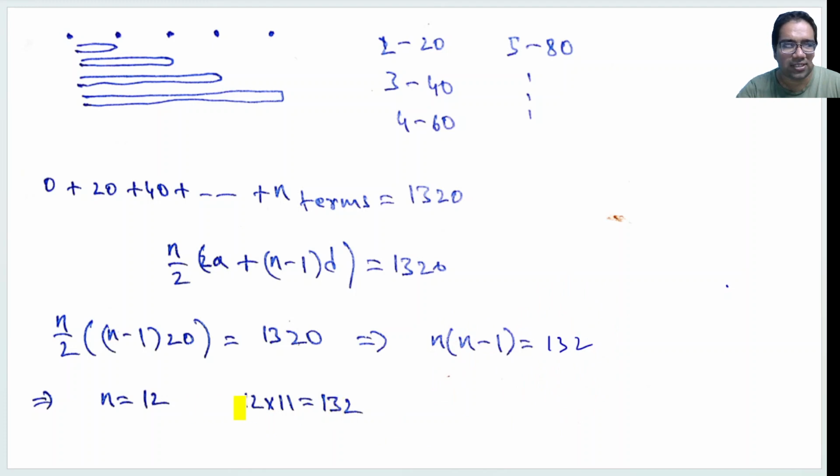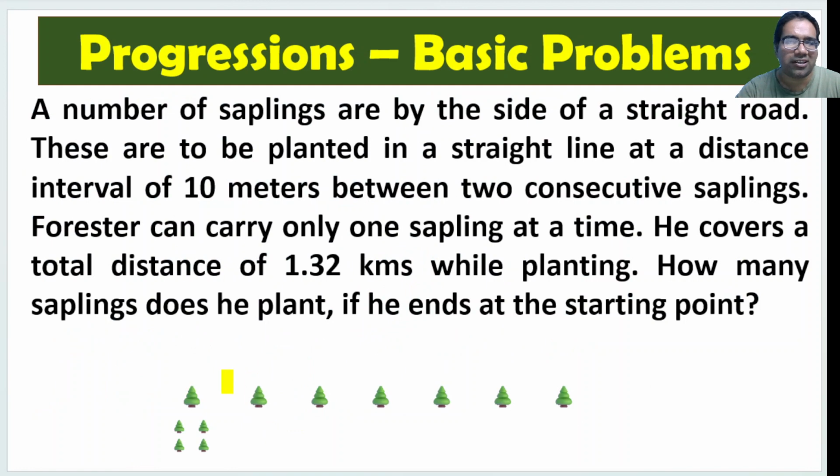We know what 132 is. It is 12 times 11, right? 120 plus 12 is 132. That means n is 12. He is planting 12 saplings. Then he would have covered a total distance of 1320 and come back to the starting point. Right, guys? This is such a simple problem. We just need to identify that this is an arithmetic progression. That's it. Thank you.